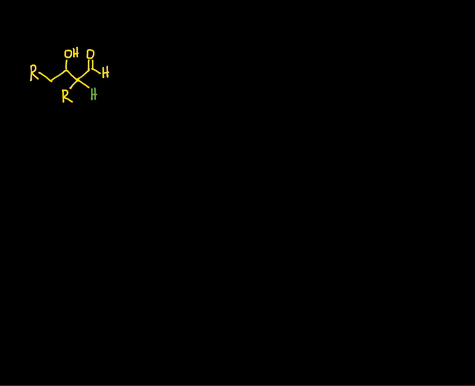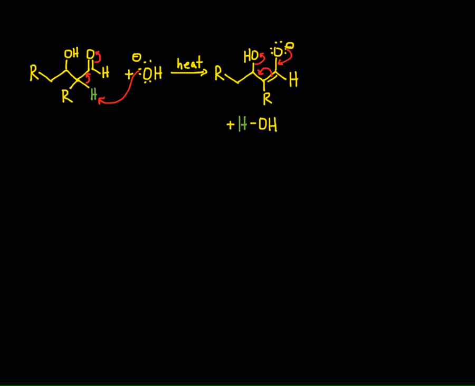If the aldol created still has an alpha hydrogen remaining, deprotonation can occur with hydroxide. In the presence of heat, the resulting enolate can undergo an elimination of the hydroxide ion to form an alpha-beta unsaturated aldehyde.